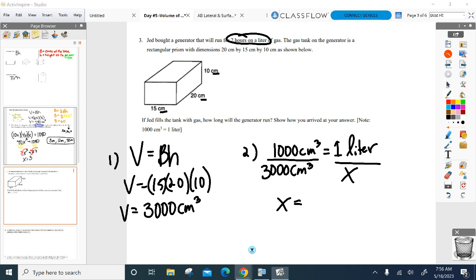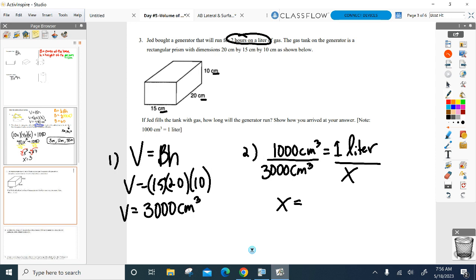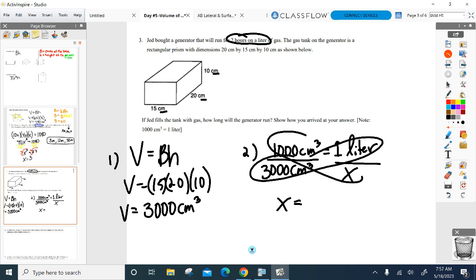How many liters am I going to have here? 10. How many liters of gas? Yep. Cross multiply, divide by 1,000. I'm going to have 3 liters.